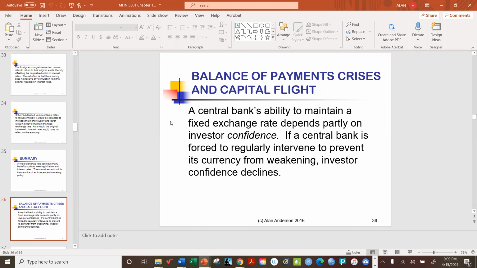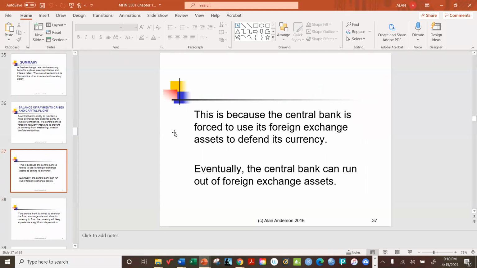If, on the other hand, the country's currency is just weakening and the central bank needs to be continuously intervening, well, then that starts to cause people to wonder if this can last. And then they may decide to pull their funds out of the country, and that could cause the whole thing to collapse. And that has actually happened many times in the past.